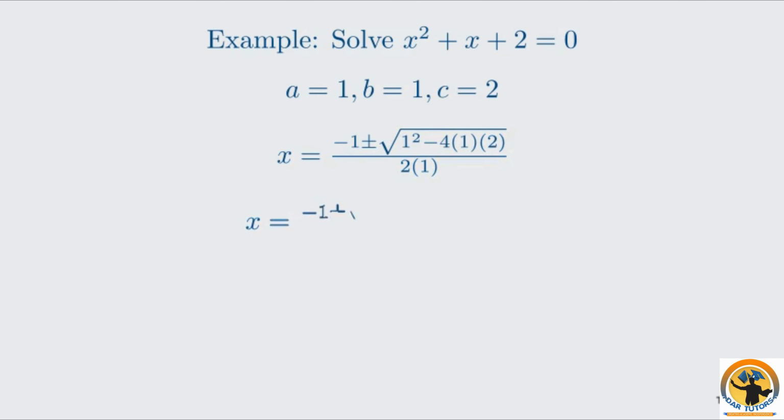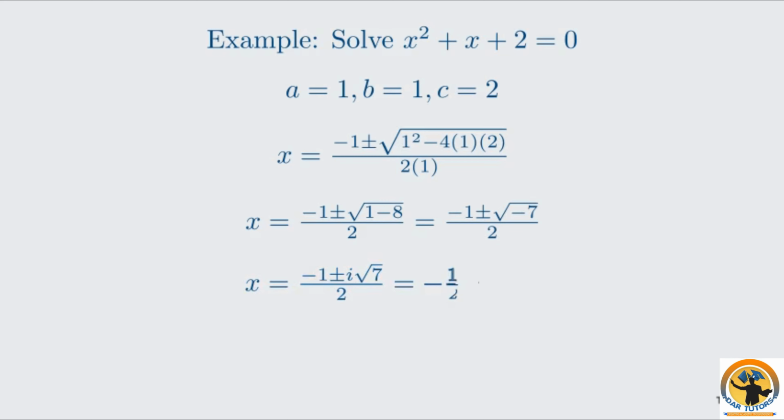Simplifying the expression under the radical, we get the square root of 1 − 8, which is the square root of −7. This is where our new number system comes in. We replace the square root of −7 with i times the square root of 7. The solutions are −1 plus or minus i√7, all over 2. This can also be written as −1/2 plus or minus (i√7)/2. We now have two solutions, just as the quadratic formula always promised.